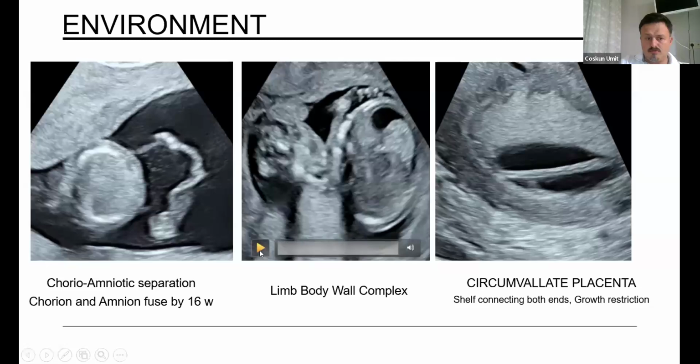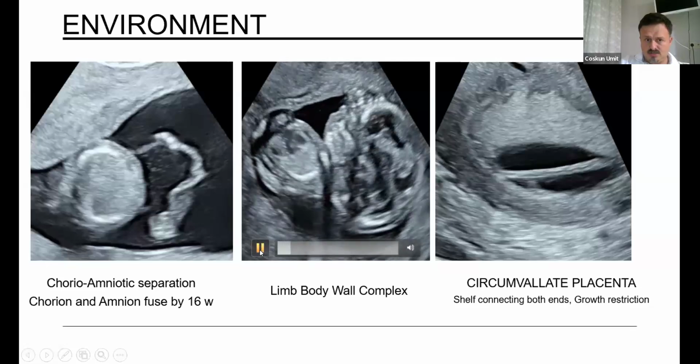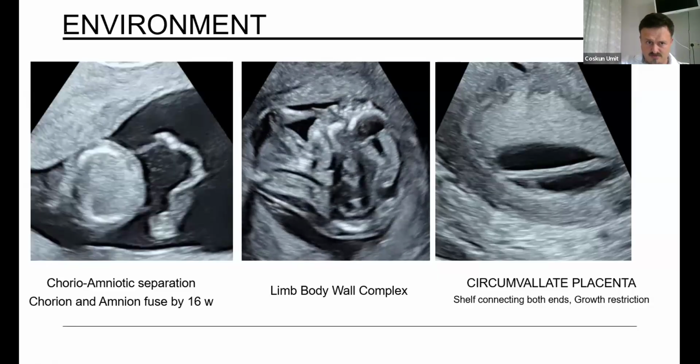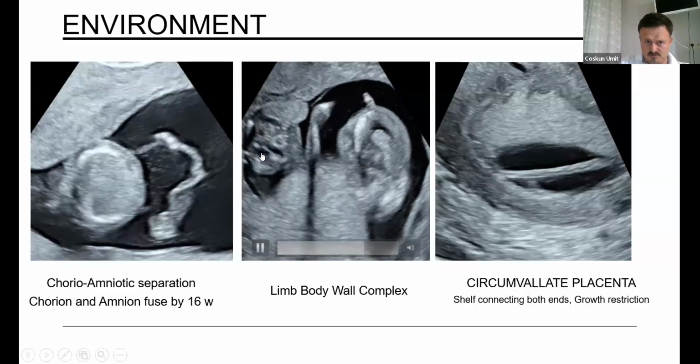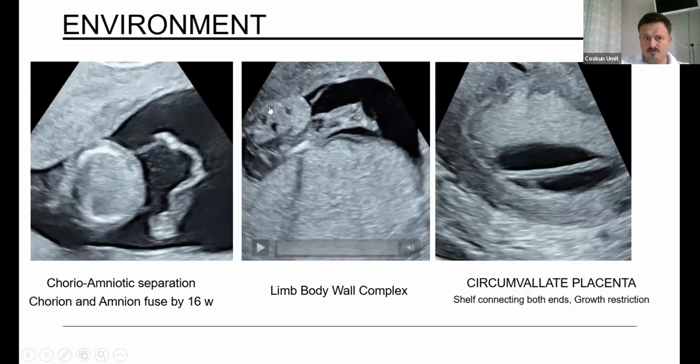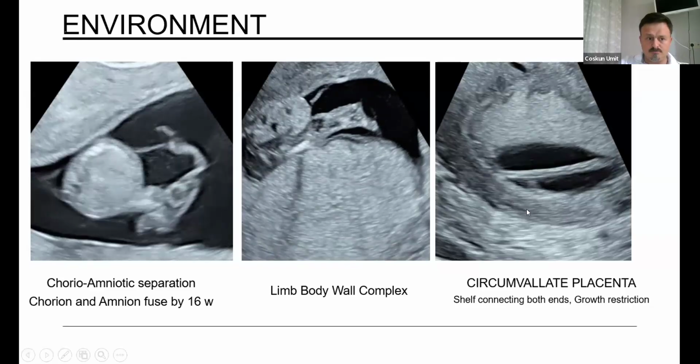And this is a limb body wall complex. As you can see here, this is a very severe abnormality. The baby cannot move, and there is no umbilical cord. And here is the circumvallate placenta, the shelf connecting both ends of the placenta. Sometimes it can be together with fetal growth restriction.